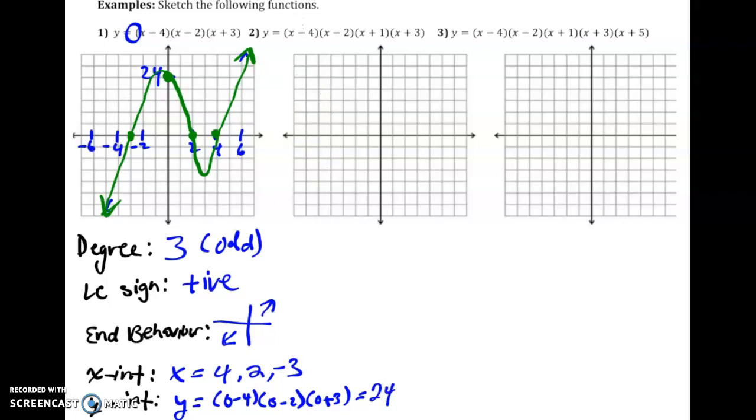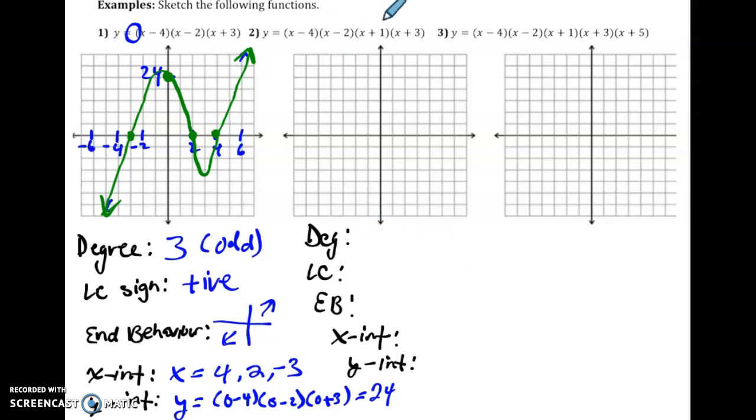We're going to do the exact same information again. So we're going to get degree. We're going to look at the leading coefficient, the end behaviors, the x-intercepts, and the y-intercepts. So I'd pause the video and take a minute and try and fill out this table.